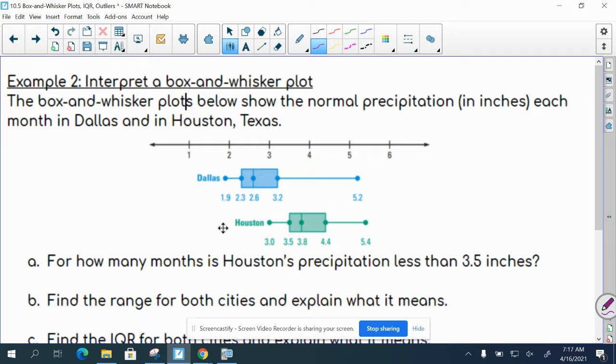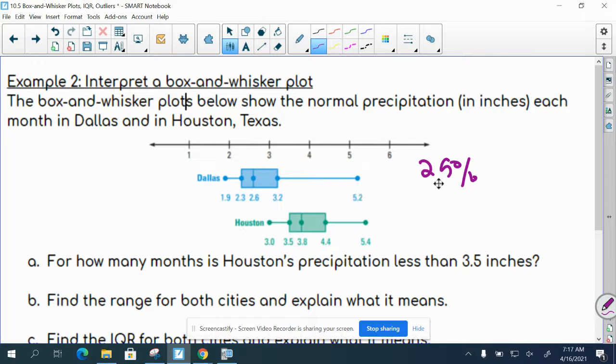Okay, so let's look at an example here. So we've got box and whisker plots showing the normal precipitation each month in Dallas and in Houston. For how many months is Houston's precipitation less than 3.5 inches? So this is an important thing to note: each of these intervals represents 25%, even if it's longer or shorter than the other.